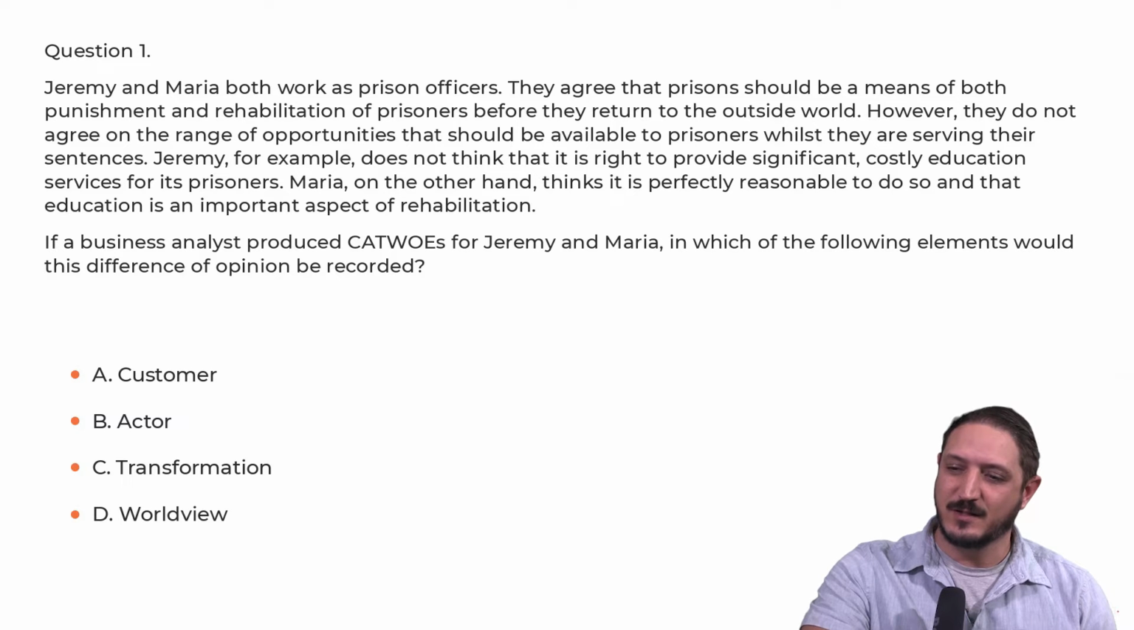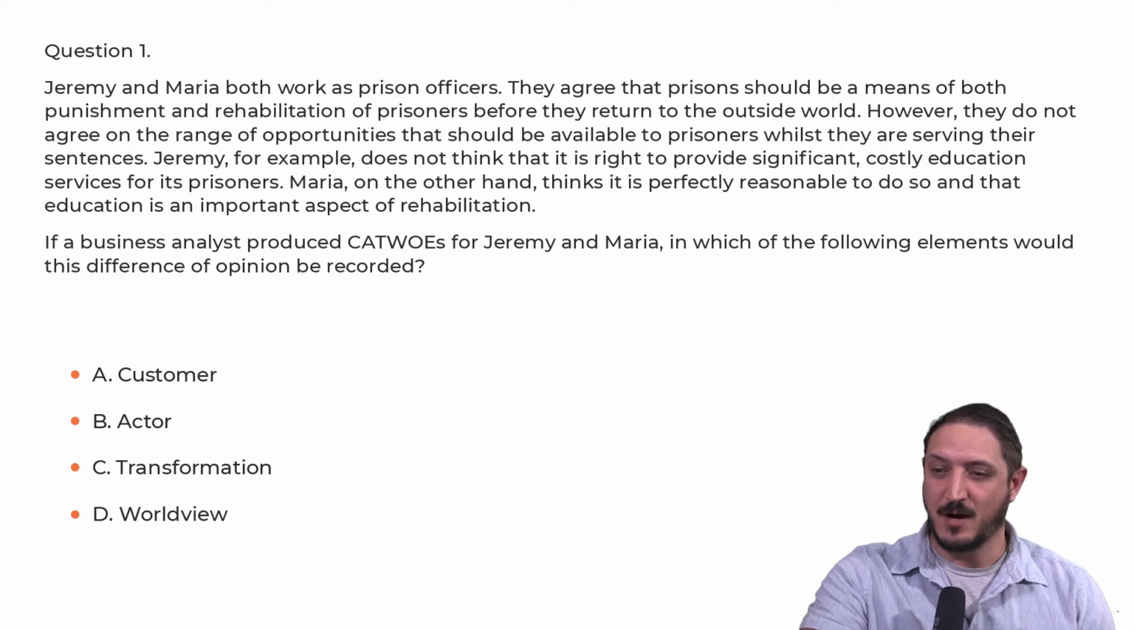So let's look at the first question. The first question states that Jeremy and Maria both work as prison officers. They agree that prison should be a means of both punishment and rehabilitation of prisoners before they return to the outside world. However, they do not agree on the range of opportunities that should be available to prisoners while they are serving their sentences. Jeremy, for example, does not think that it is right to provide significant, costly education services for its prisoners. Maria, on the other hand, thinks it is perfectly reasonable to do so and that education is an important aspect of rehabilitation.